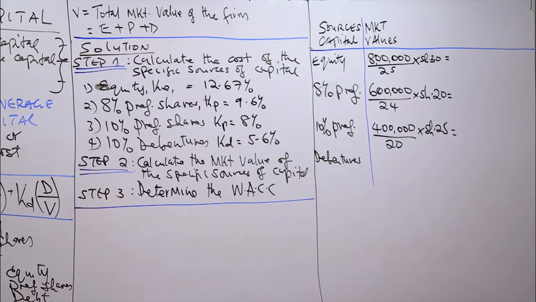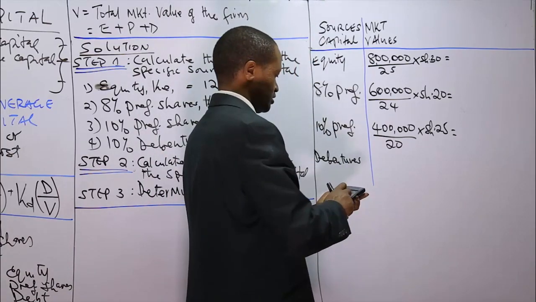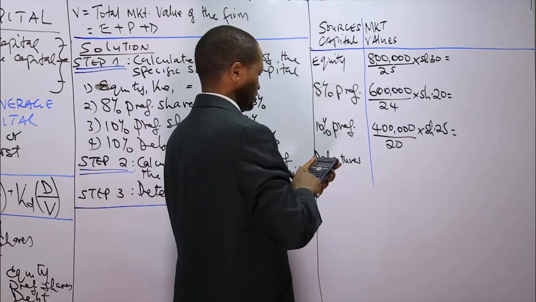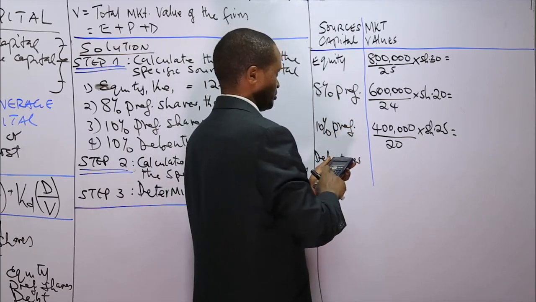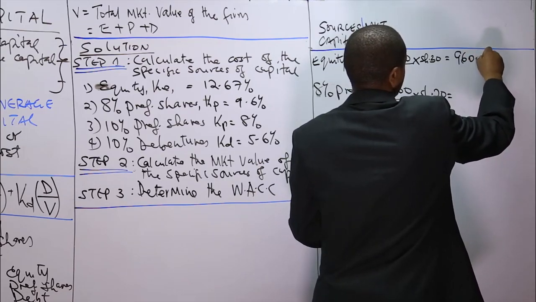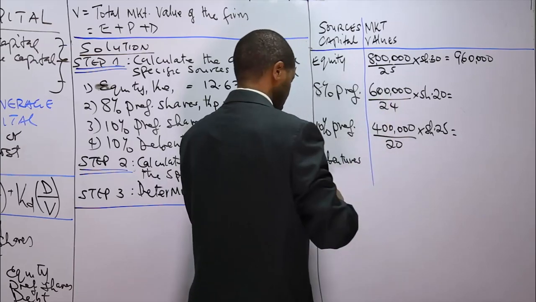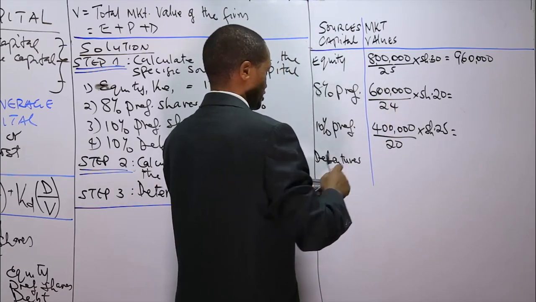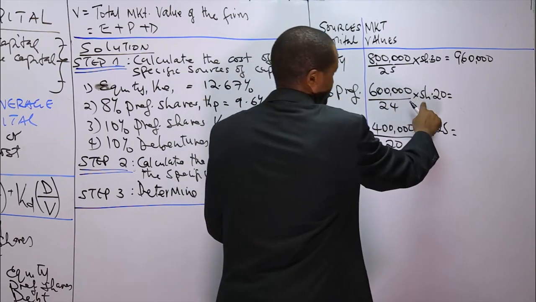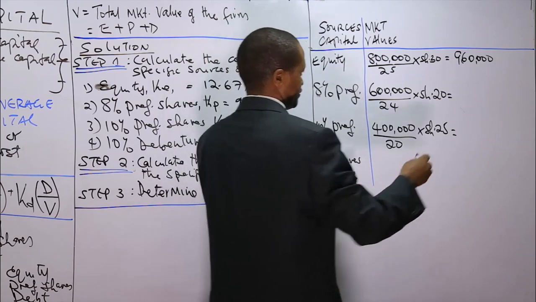Then I need to take my calculator and do the mathematics. 800,000 divided by 25 is 32,000 shares, times 30 gives 960,000. That is the total market value of equity. Then 600,000 divided by 24 gives me 25,000 shares. For the 8% preference shares, times the market value per share of 20 is 500,000.